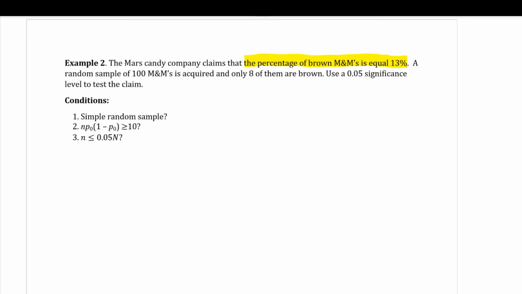And what type of parameter are we talking about? Well, it's a proportion because the word percentage shows up. So let's start with step 1, the null and alternative hypotheses. The null hypothesis always has an equal sign. Let's refer to the claim statement. They're suggesting that it's equal to 13%, so the proportion is 0.13. In this case, the null hypothesis is the claim statement.